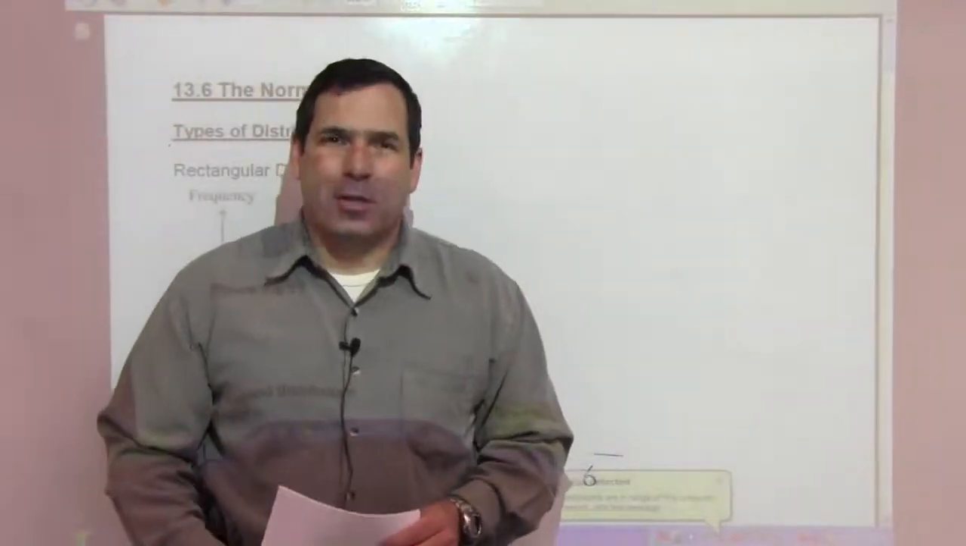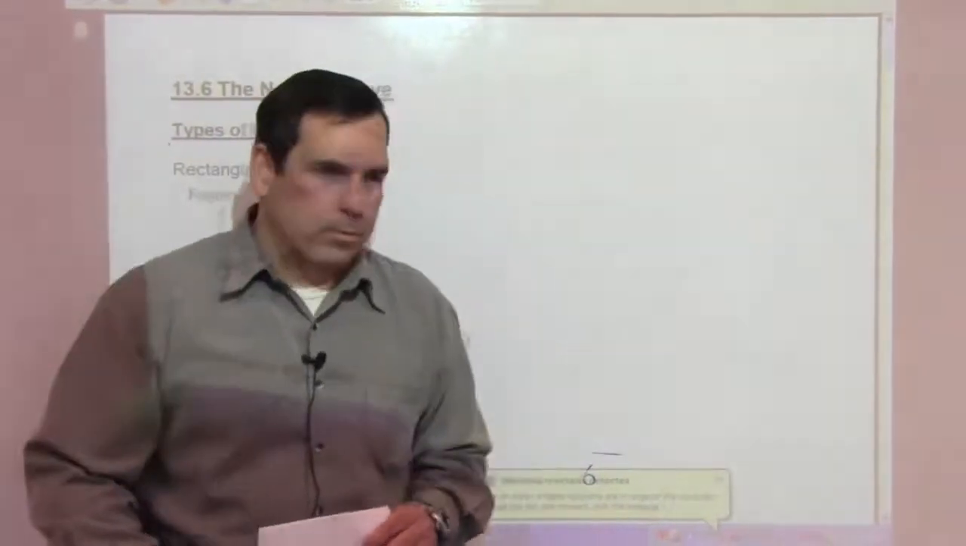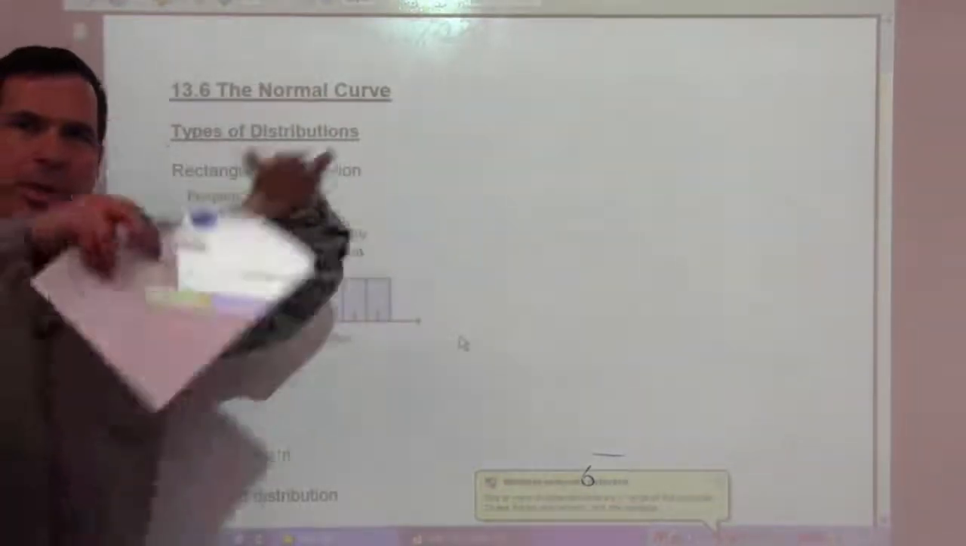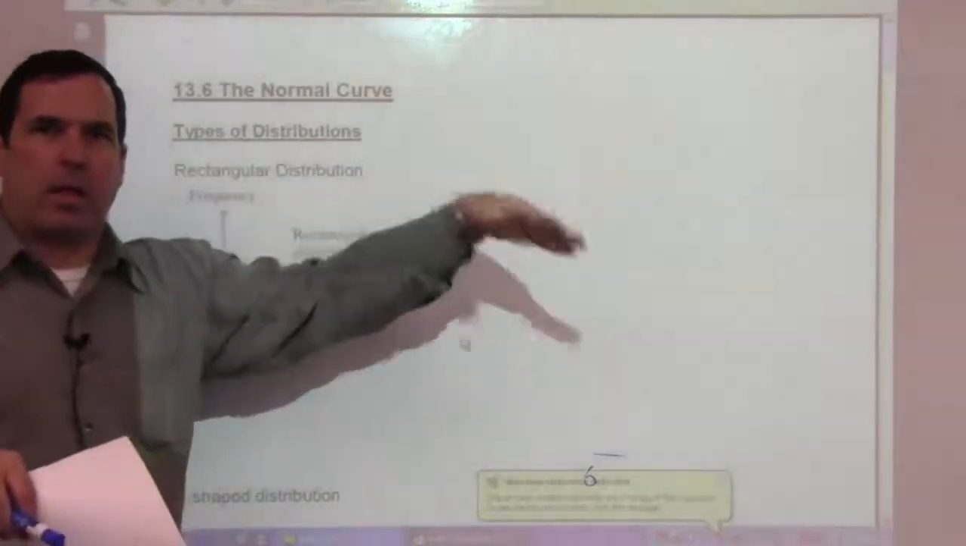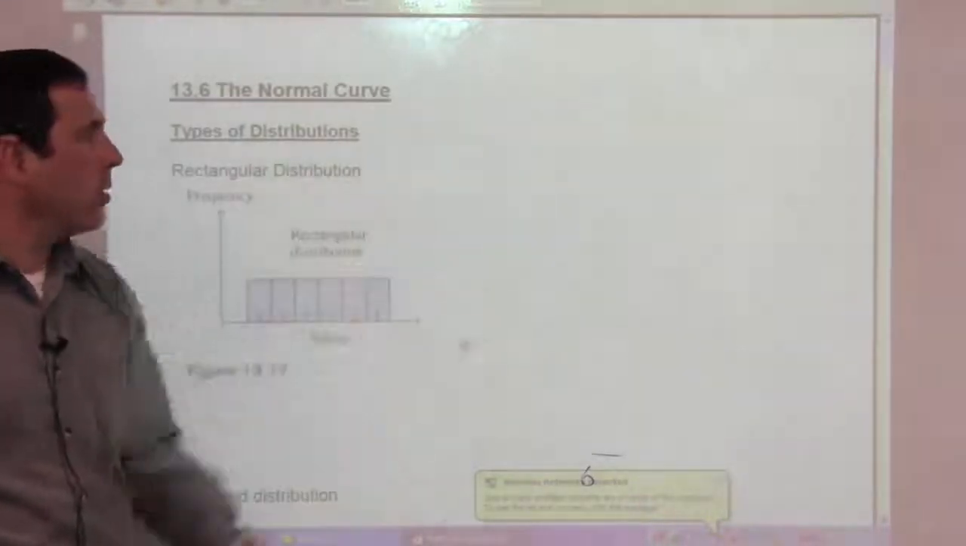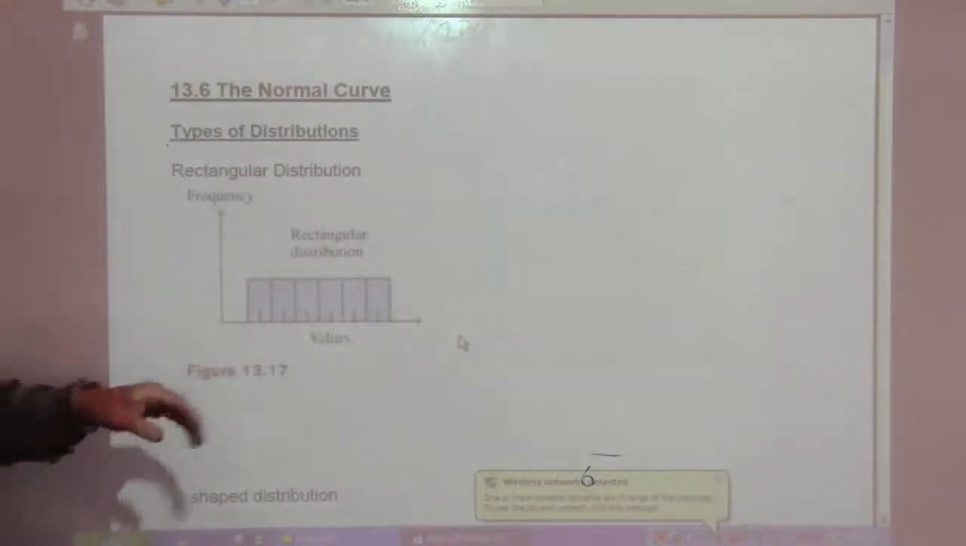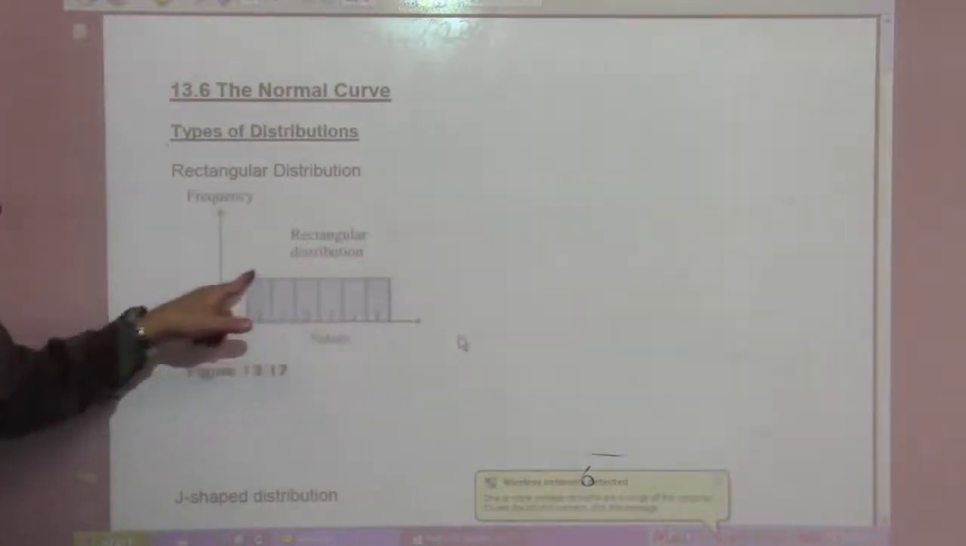Hello, welcome to 13.6, the normal curve. So there are types of distributions. We're going to talk about distributing data, how it's going to spread out if you were to graph it all out like a histogram or bar graph. There's a rectangular distribution, so everything's the same height.